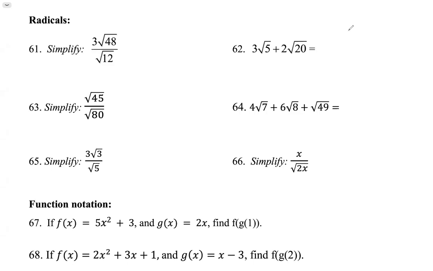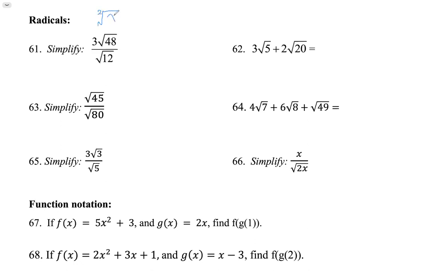Okay, we want to simplify those radicals. So let's see 61. Well, 3 radical 48 divided by radical 12. So let's first understand what this radical means. Usually here we have the index. If this has no number, that means the index is 2.